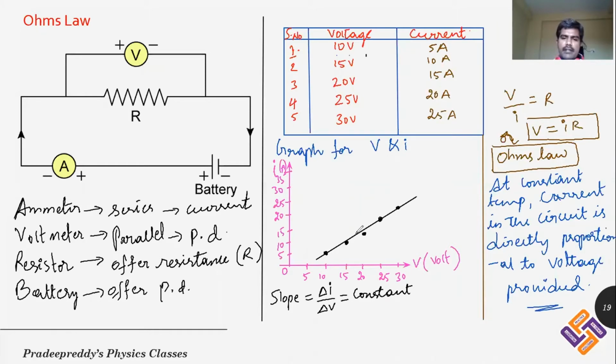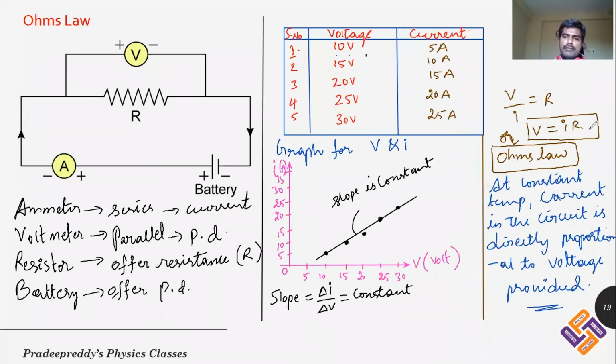And for a straight line, slope is constant, right? A straight line has constant slope. So now you can calculate slope, which is change in current, that means y component change divided by x component change. Taking any 2 points, you can find out the change in y-axis as well as x-axis. It gives you delta I divided by delta V. So for every equal change in the current, there is equal change in the voltage. So delta I by delta V is equal to constant, right?